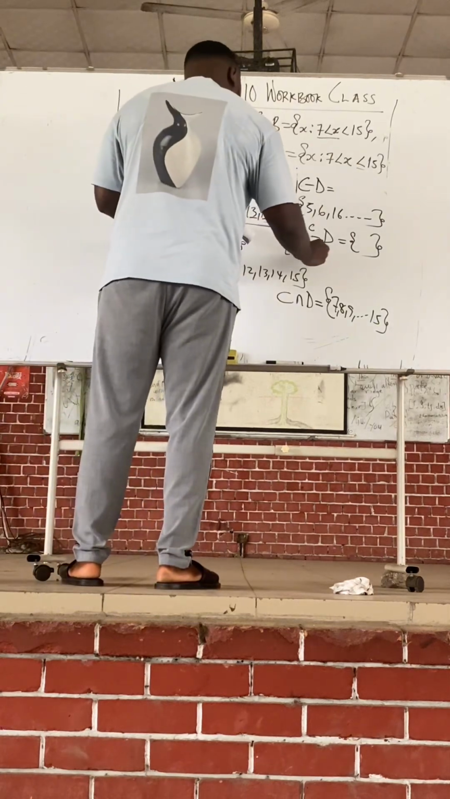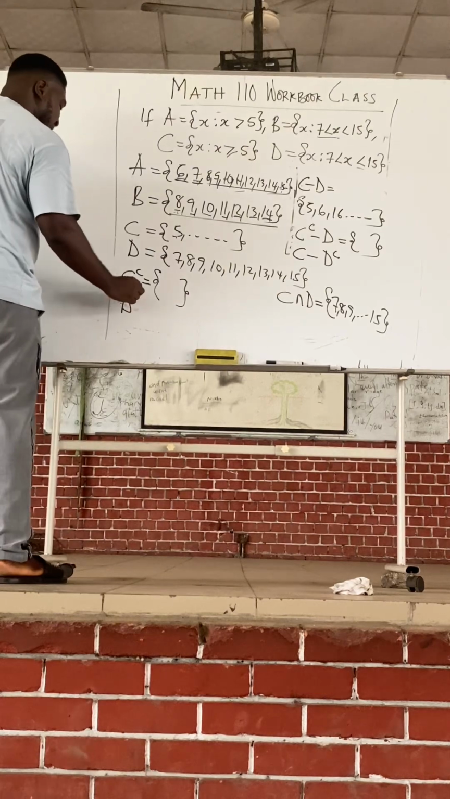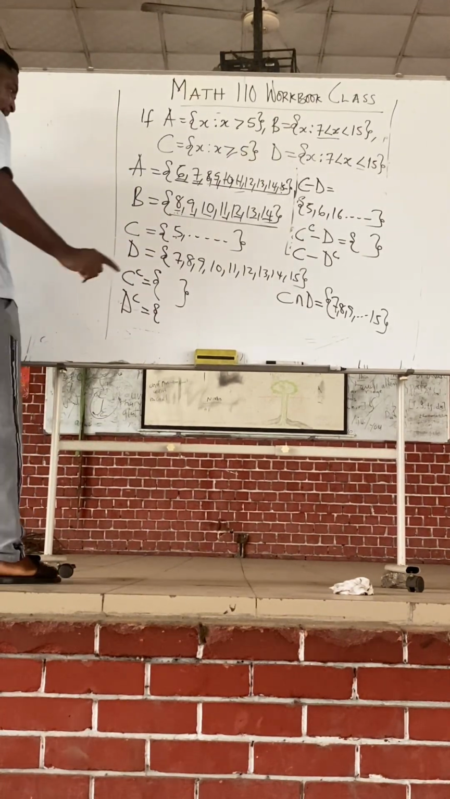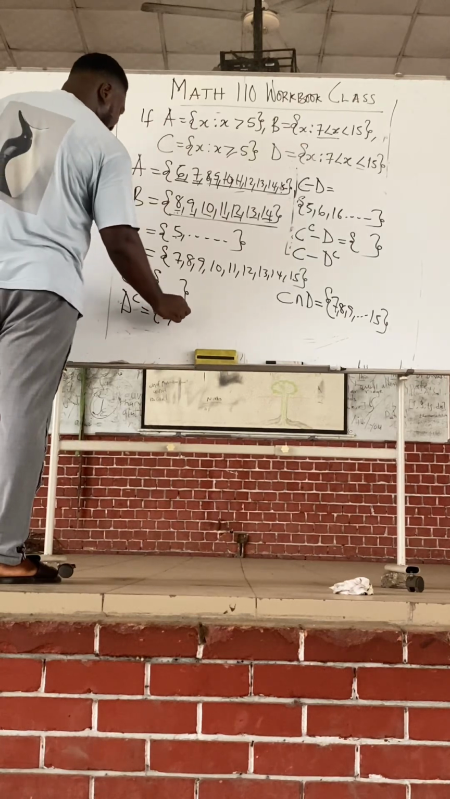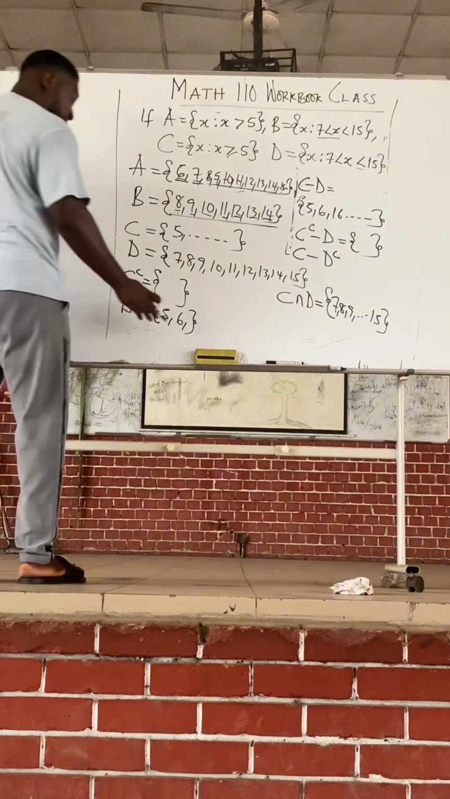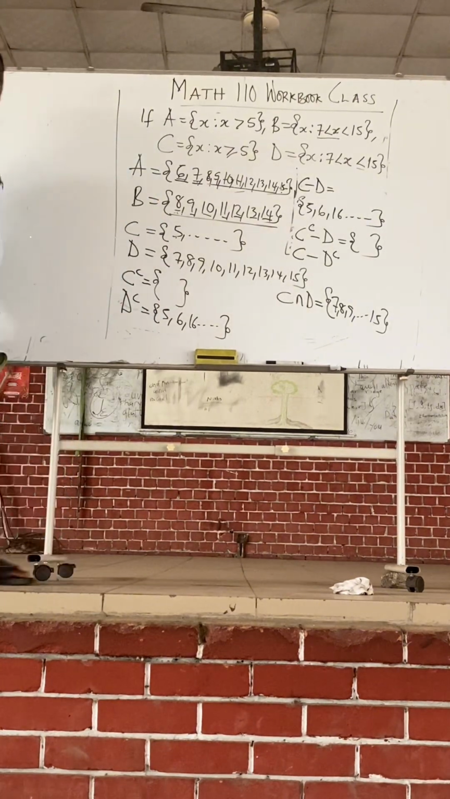What of C minus D complement? Let's find D complement. Class, what members in the universe set are not in D? 5, 6. They are not in D. 5, 6, 16 to infinity, right? 5, 6, 16 till infinity.